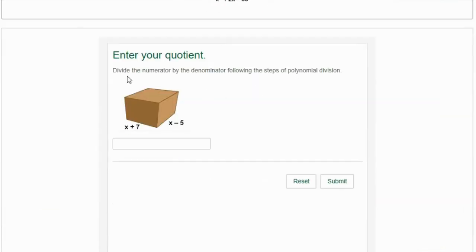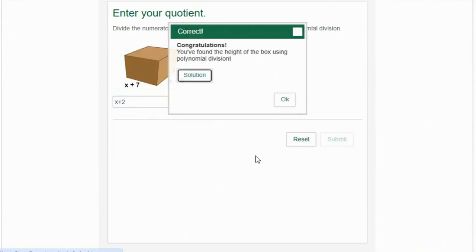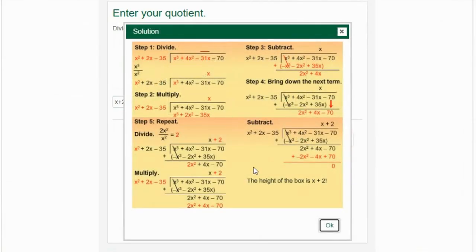Let's see. Divide the numerator by the denominator, following steps, polynomial division. Enter your quotient. What did we end up with? We ended up with x plus 2. Yay, that was it. And then they show you how to get that. There's all that work that they did on how to do that. Going through the steps, dividing. They multiplied it together first as well. X squared plus 2x minus 35. And there's all the steps to get to the remainder of 0.